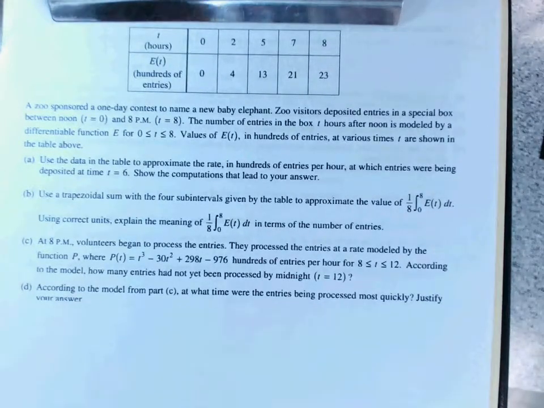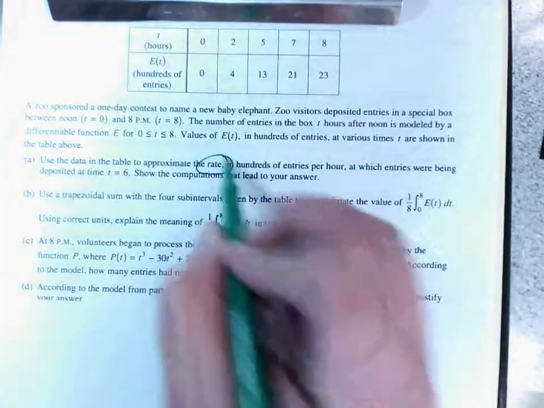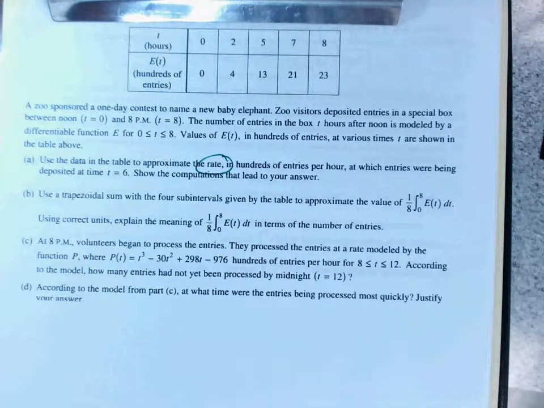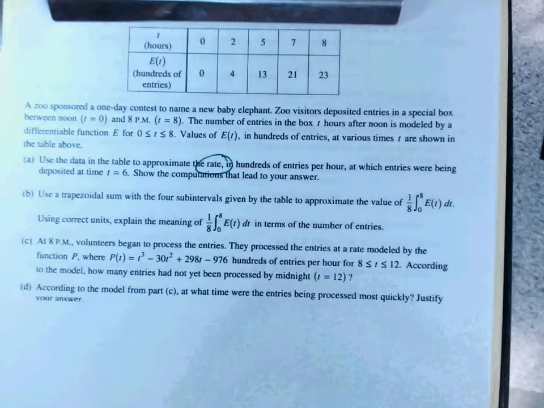Okay, part A. Use the data in the table to approximate the rate in entries per hour at which the entries were being deposited at 6. Okay, first thing you should think about is that a rate is a slope. There are two types. There's a derivative, which is a slope, and an average rate of change, which is a slope. Which one are we going to do here?